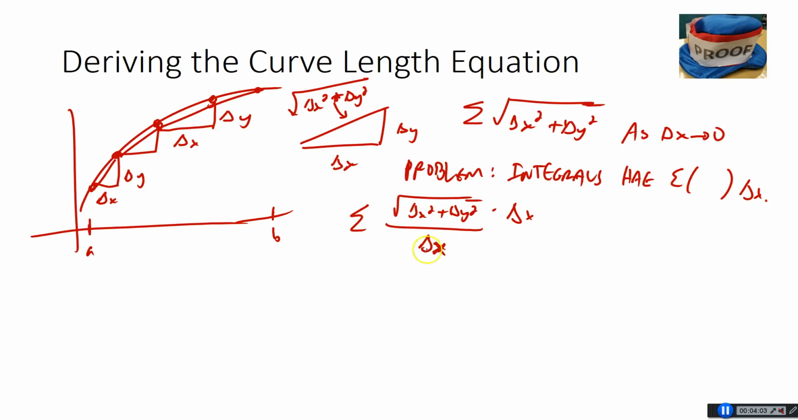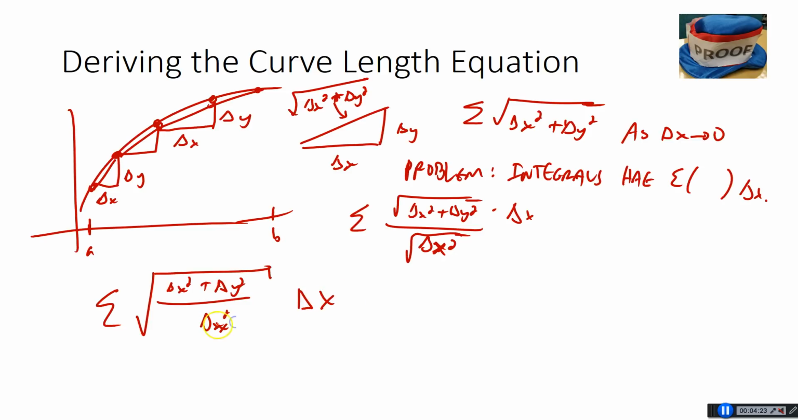So what I'm going to do is change that delta x on the bottom to the square root of delta x squared, right? That's still delta x. And now we have the square root on the top and the square root on the bottom, so we can make that one expression. So we have the sum of the square root of delta x squared plus delta y squared, divided by delta x squared, delta x at the end.